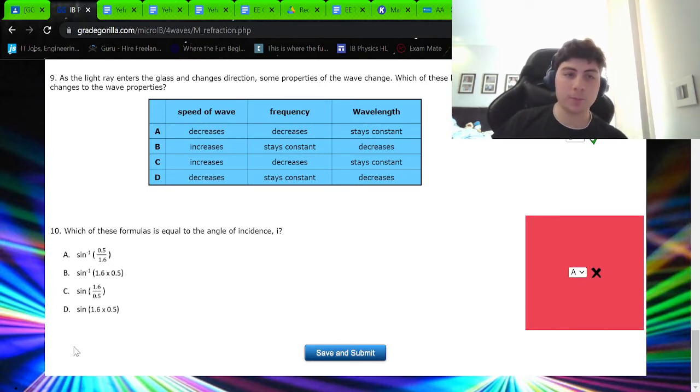And then which of these formulas is equivalent? We guess A and C. So let's try our luck with, well, I guess all of them. Maybe it's C. Is it sine inverse? It's not sine inverse. It's just, oh, we get C. So it is sine inverse. So it's B. Is it B? I have no idea.